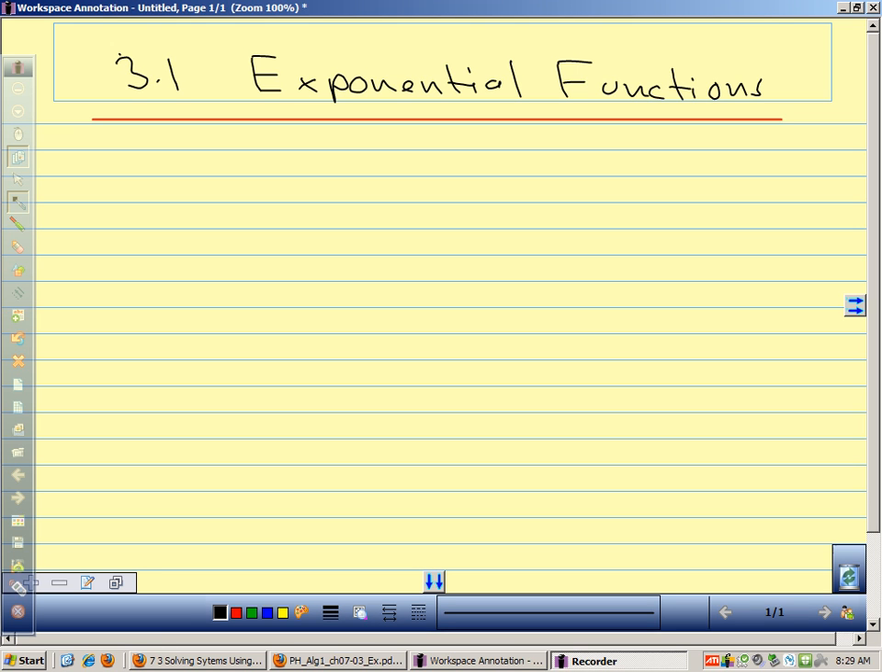So let's remember what an exponential function is. Need a calculator, Caitlin?